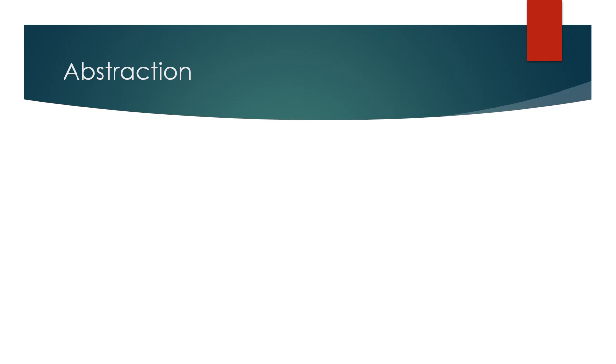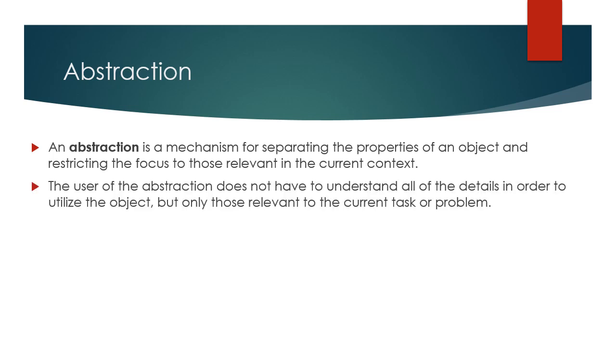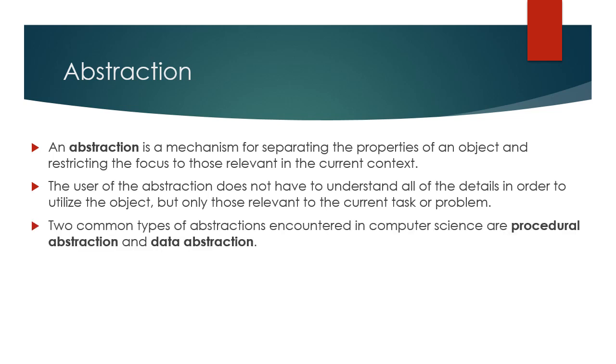Abstraction. An abstraction is a mechanism for separating the properties of an object and restricting the focus to those relevant in the current context. The user of the abstraction does not have to understand all of the details in order to utilize the object, but only those relevant to the current task or problem. Two common types of abstractions encountered in computer science are procedural or functional abstraction and data abstraction.